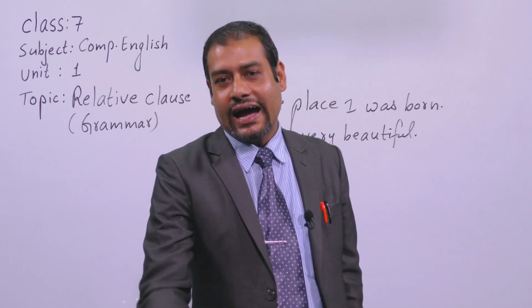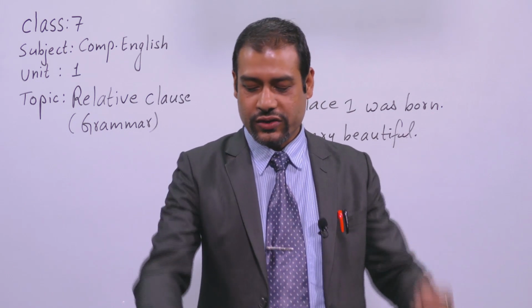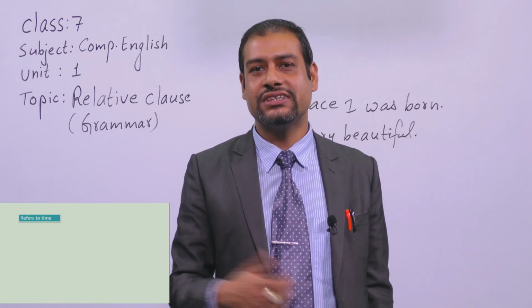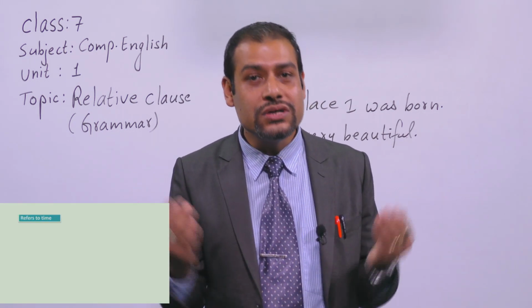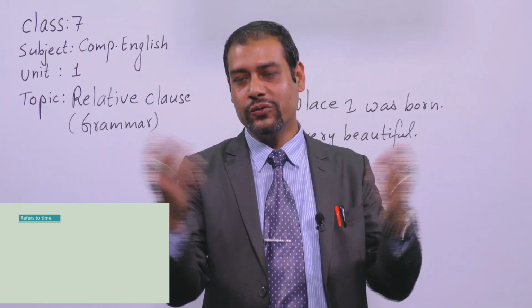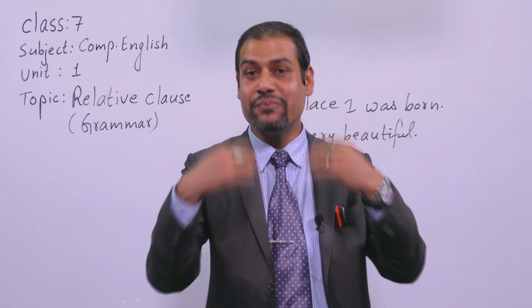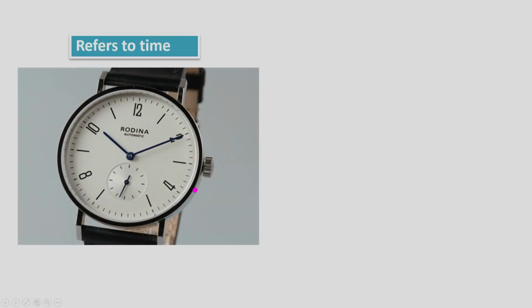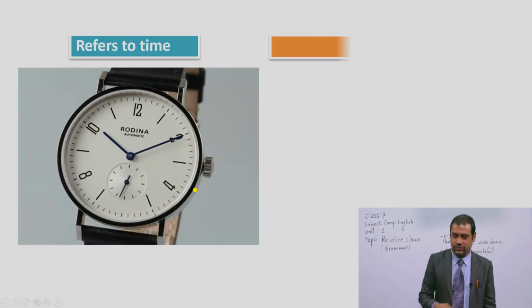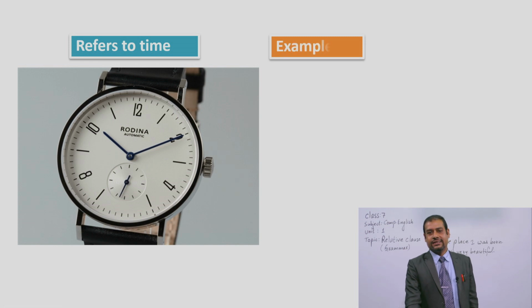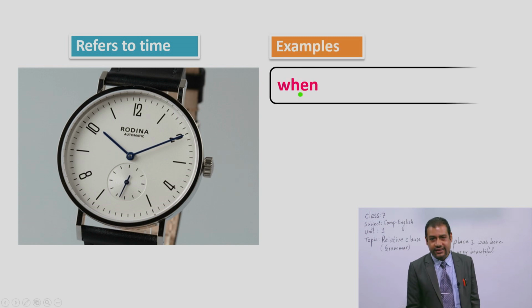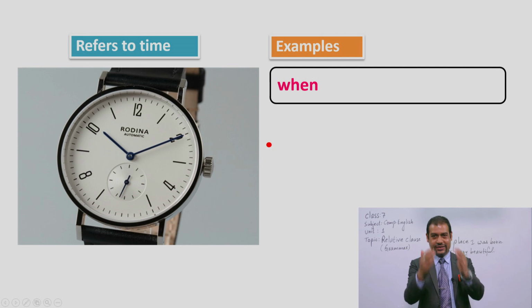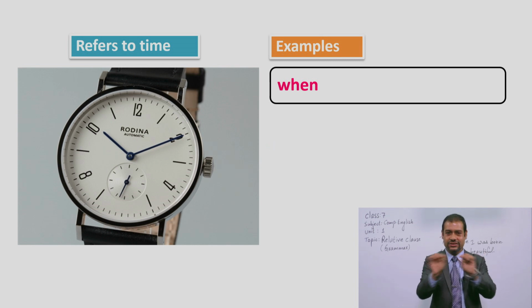Okay. After this, I want to show you one more word again. Refers to time. So what can be the word to refer to time when we want to join two sentences and make only one? Dear students, yes, it is about time. Example I want to show you. This is, let's say, when, okay? So please, can you write down a sentence related to time?